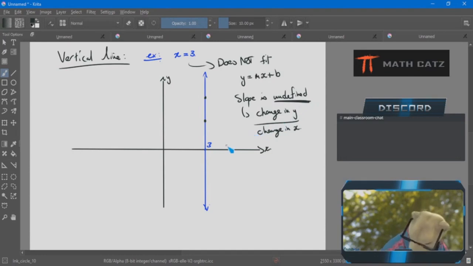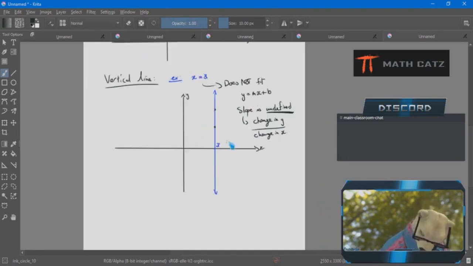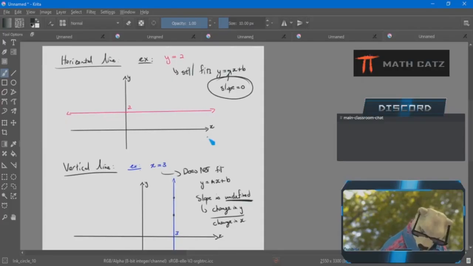Let me zoom out. Even though the horizontal line technically fits into the slope-intercept form, it's not a super special case. I do see it as special and different, but it just has a special slope of 0. The vertical straight line is very special in that it doesn't fit that form and the slope is undefined, and it's very different than all the other kinds of lines.